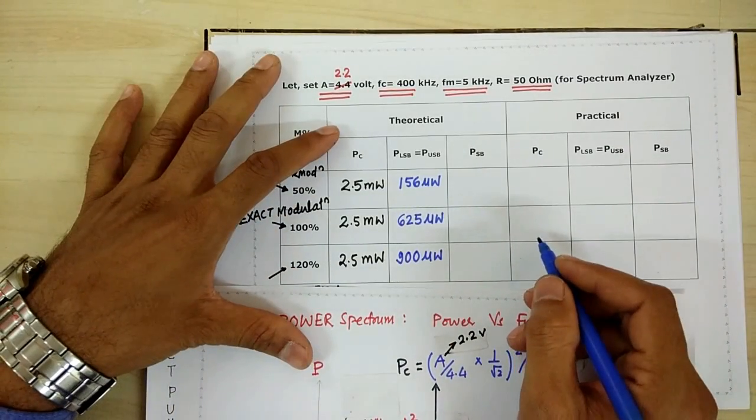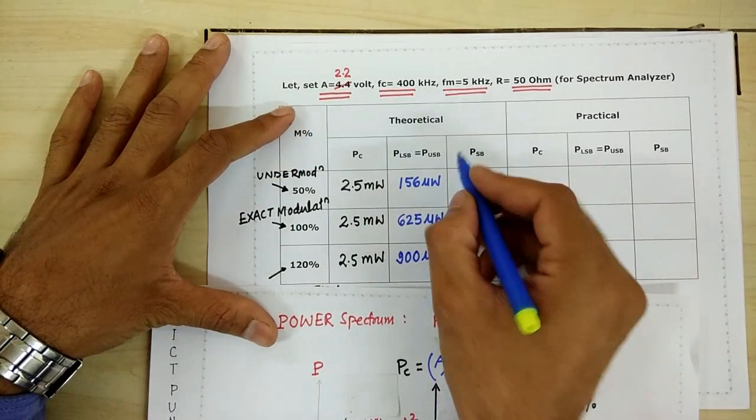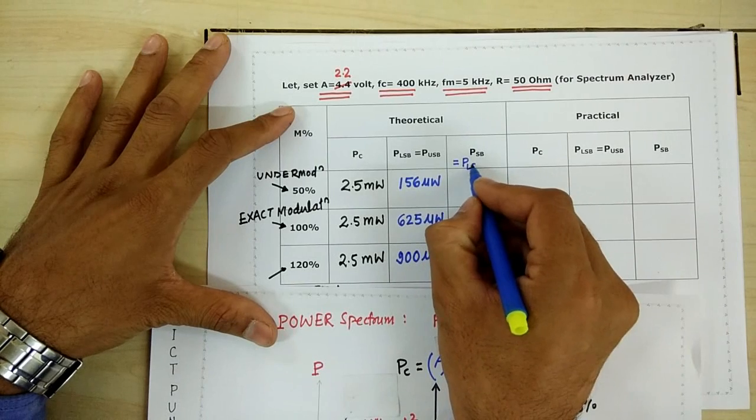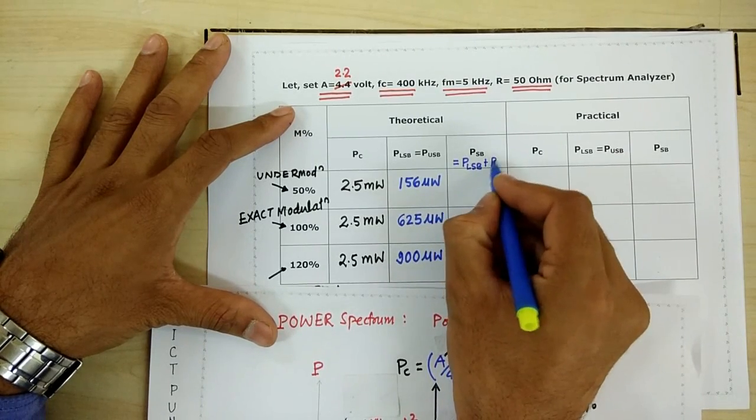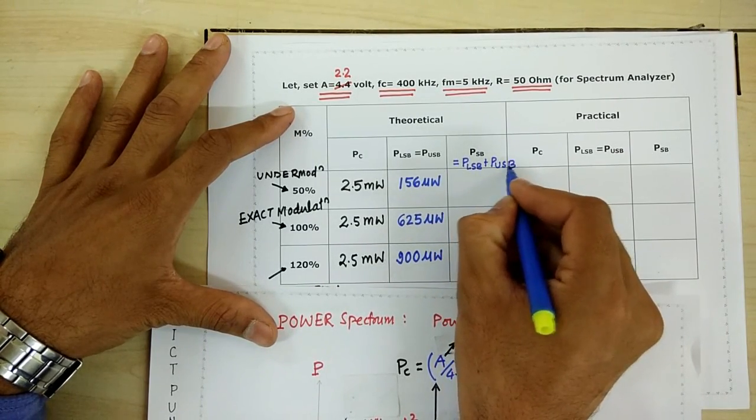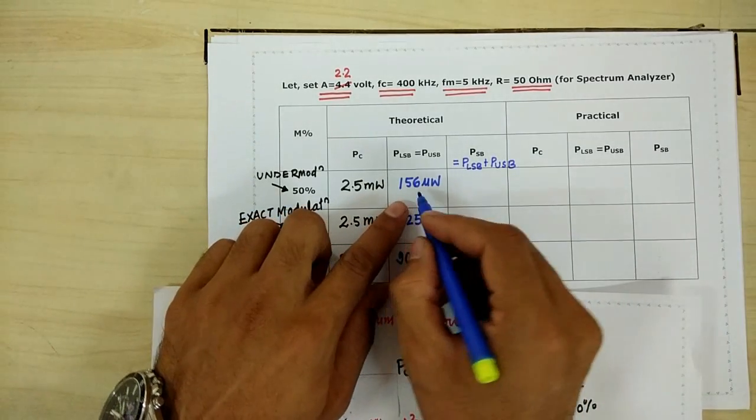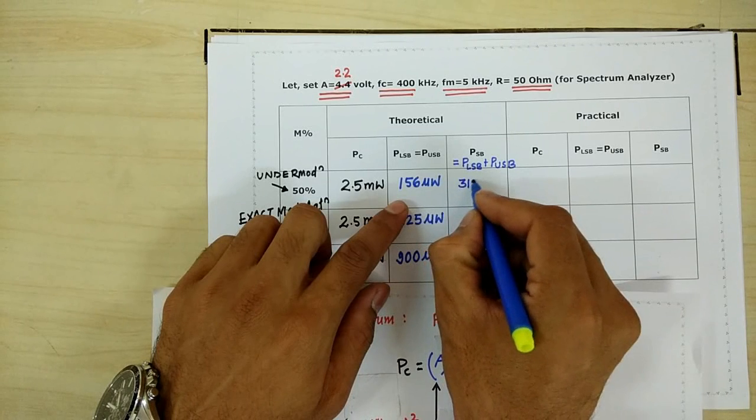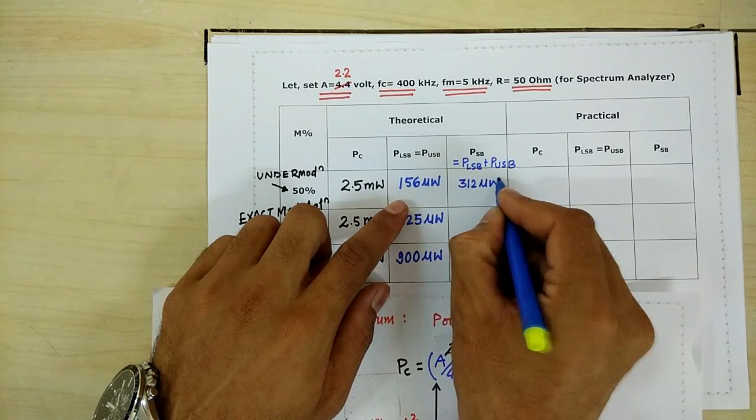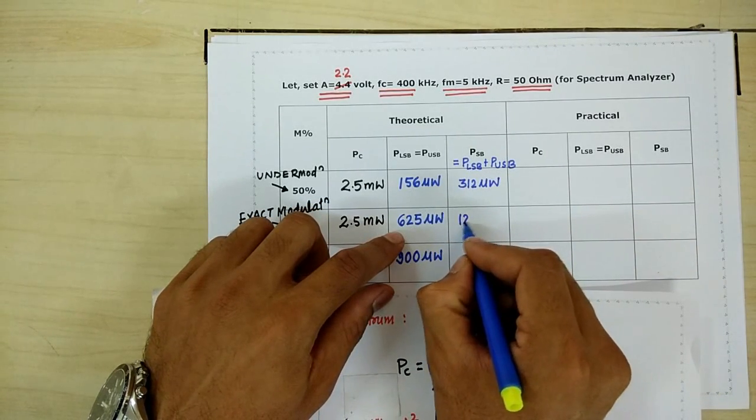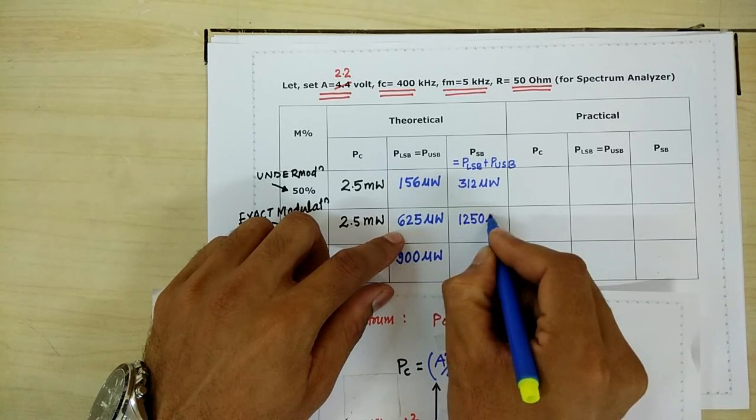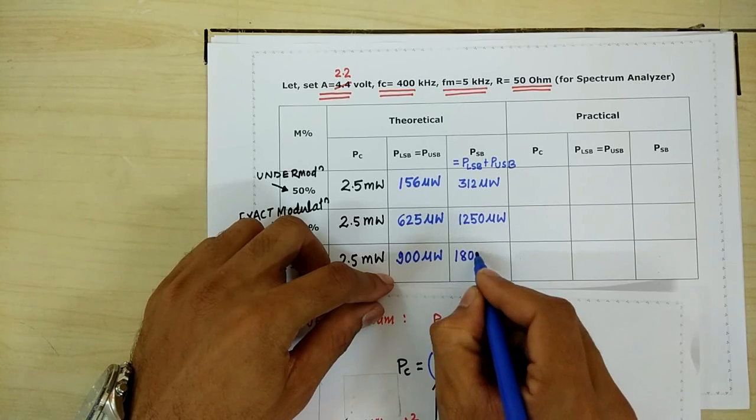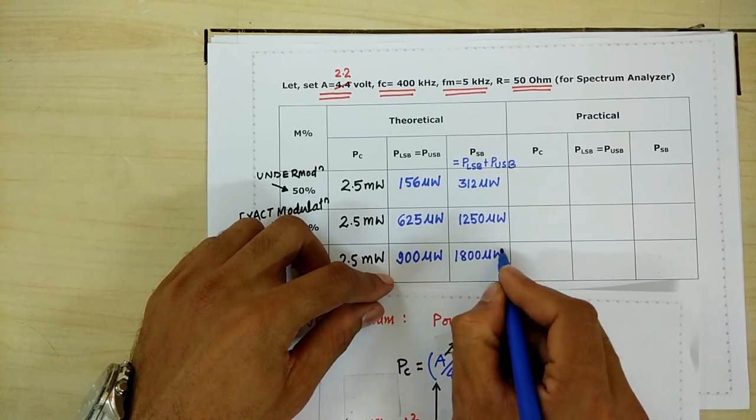If you see the total sideband power, as we know, this is nothing but PLSB plus PUSB, so it is just twice these values. So this is equal to 312 microwatt. This is 1250 microwatt, and this is 1800 microwatt.